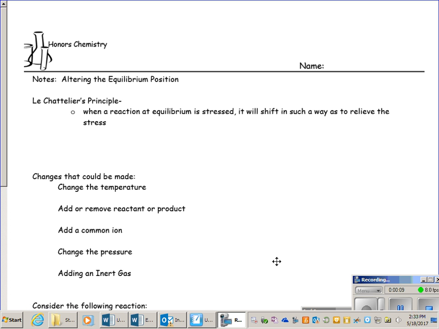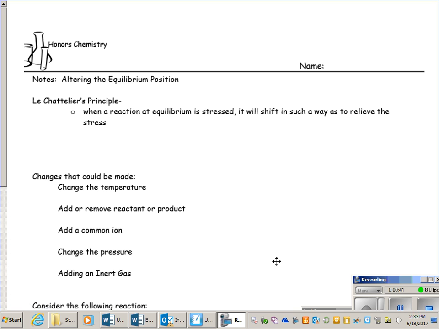This is a quick recording about how to alter an equilibrium position. Many of the reactions that reach equilibrium are reactions that we want to make products. So what we do is we apply this principle, Le Chatelier's principle, in such a way as to get the products that we want. So Le Chatelier's principle says, when a reaction that is at equilibrium is stressed, it will shift in such a way as to relieve the stress.